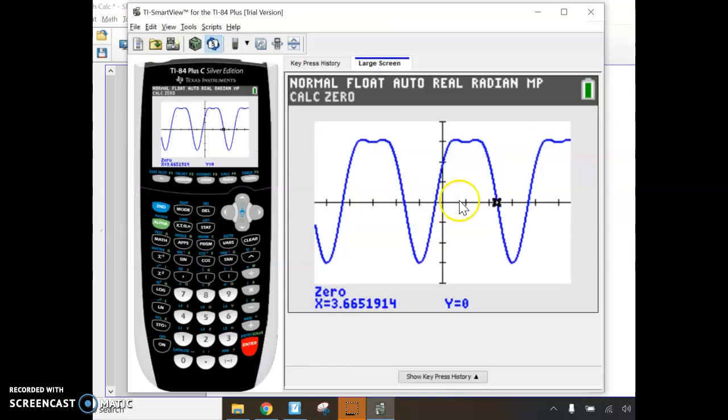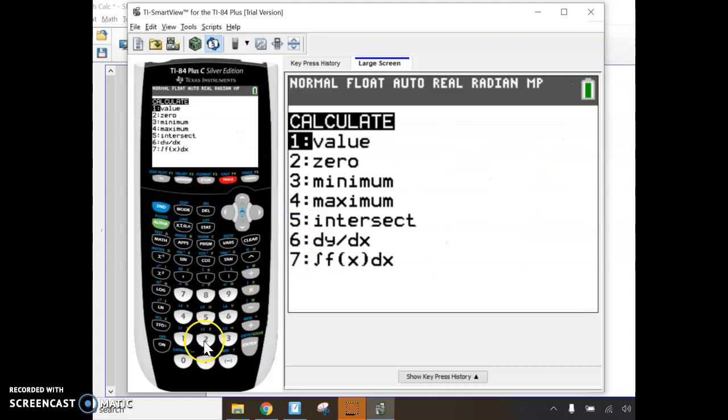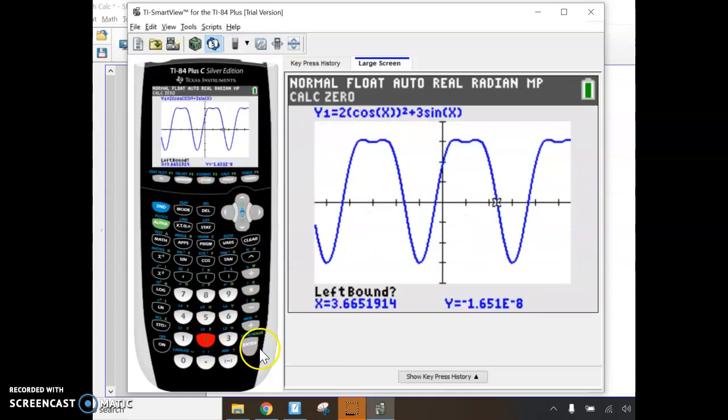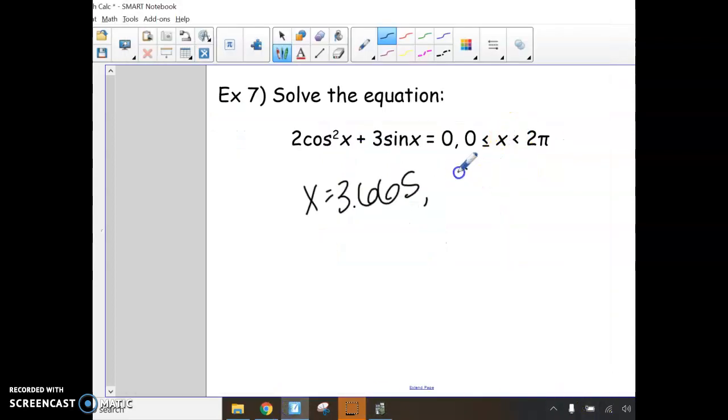Okay, and then we're going to do the same thing to find the second zero. So we're going to do second calc, option 2. Left bound is there, right bound I'm going to do 2 pi. Enter. And I'm going to guess somewhere in between there. I'm just going to arrow over. Oops, I went too far. Hit enter. So that zero is 5.760. Okay, it's as easy as that.